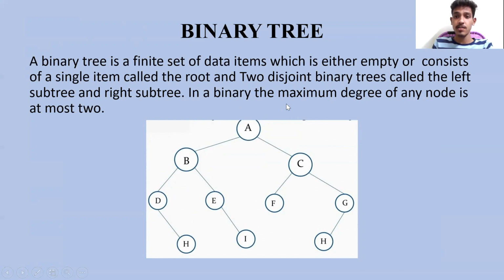In a binary tree, the maximum degree of any node is at most 2. So here we can see the degree. Here A is 0, B is 1, D is 2, and H is 3. So the degree is more than 2, so it does not make this a binary tree.